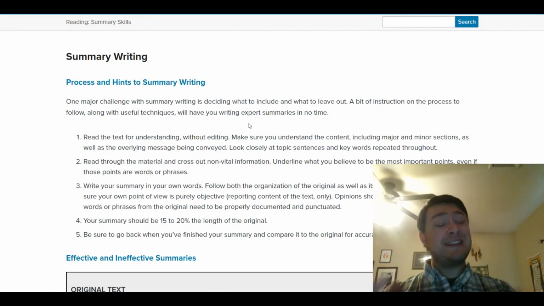Hopefully, this allowed you to see the difference between summarizing and paraphrasing, but how they can work together to create a piece of writing.